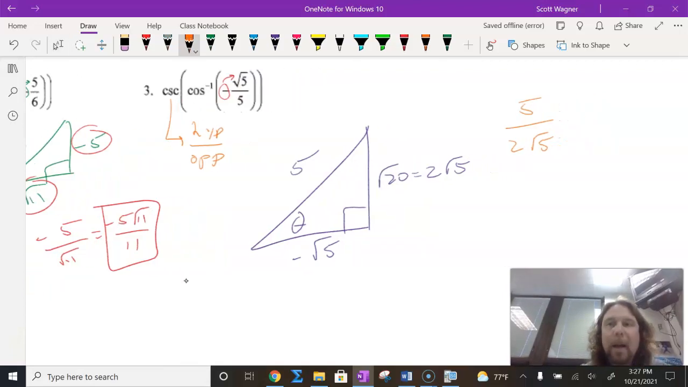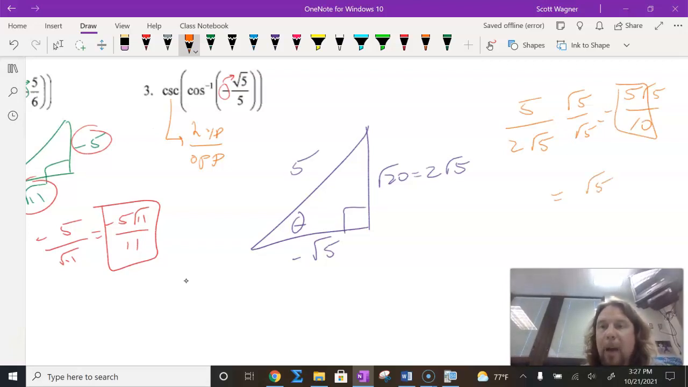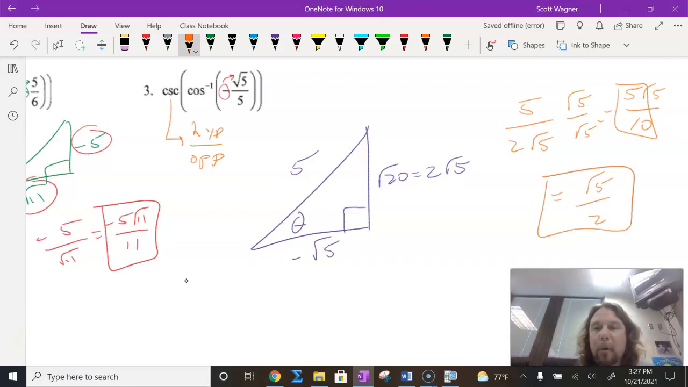So I multiply top and bottom by root 5 over root 5, and that gives me 5 root 5 over 2 times root 5 times root 5, that's 2 times 5, which is 10. Then I can simplify one more time because I've got a 5 and a 10, so that would be root 5 over 2. So hopefully you got root 5 over 2 when you unpaused this. And you see, that's all I've got.